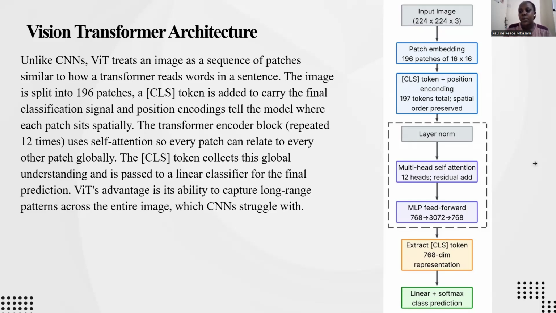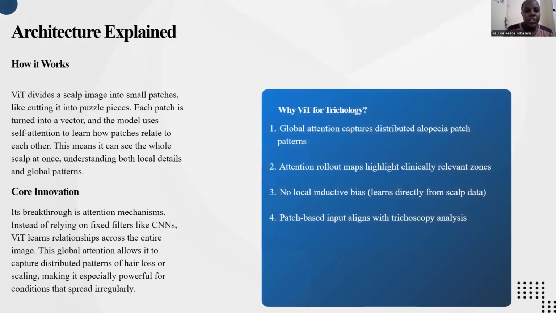Okay, next slide. When I try to explain the architecture, you can look at it in a way where you cut the scalp images into puzzle pieces, and each of these puzzle pieces is given a number. So we try to look for the relationship between these numbers given to the puzzle pieces, and that's how this model works.